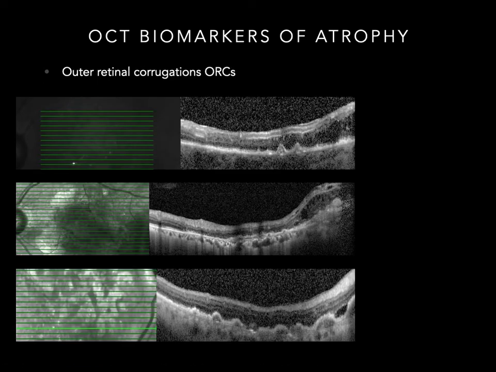The outer retinal corrugations appear as curvilinear, undulating, hyperreflective material above the Bruch's membrane that occurs within areas of macular atrophy. They represent remnants of regressing drusen and basal laminar deposits.